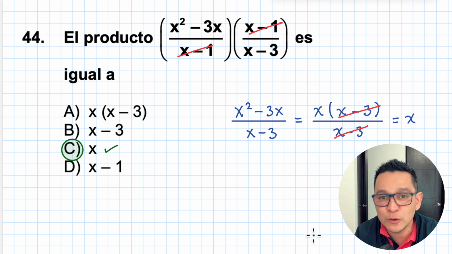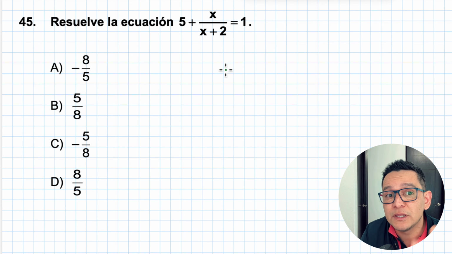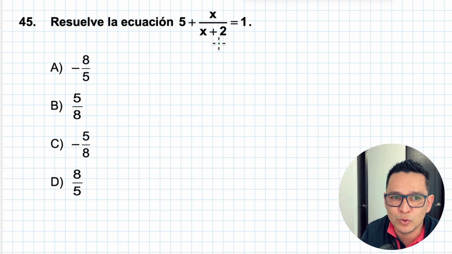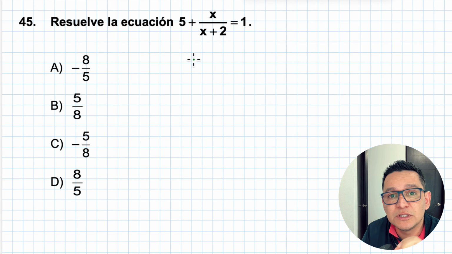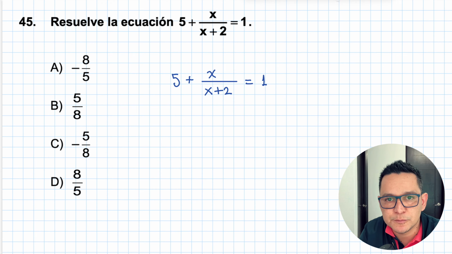With exercise number 45, solve the equation 5 plus x over x plus 2 equals 1. Look here. This might seem complicated because we have a fraction here, and we also have a denominator where the x is. But don't worry. What we're going to do is multiply by this same denominator, but on both sides of the equation. What do I mean by that? Look, let me rewrite my equation again. There, we have it rewritten here.